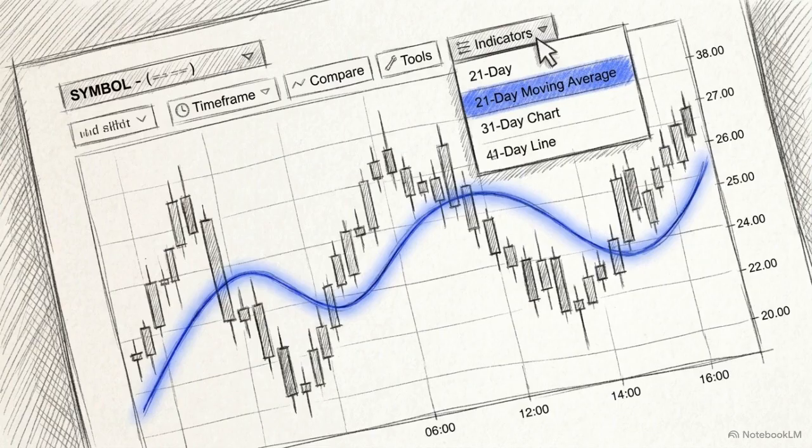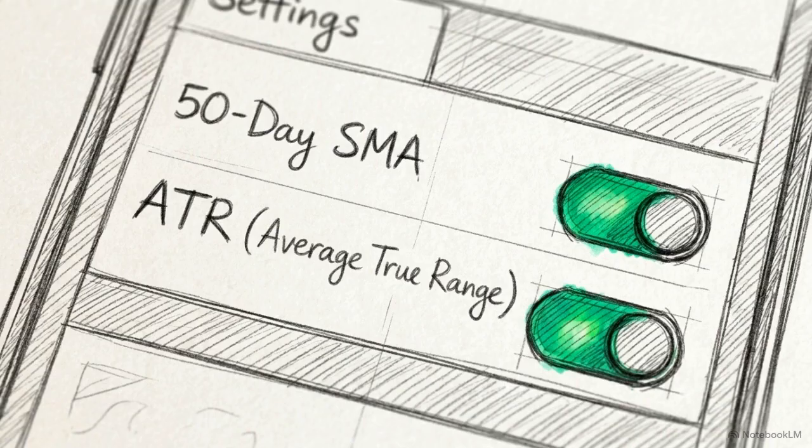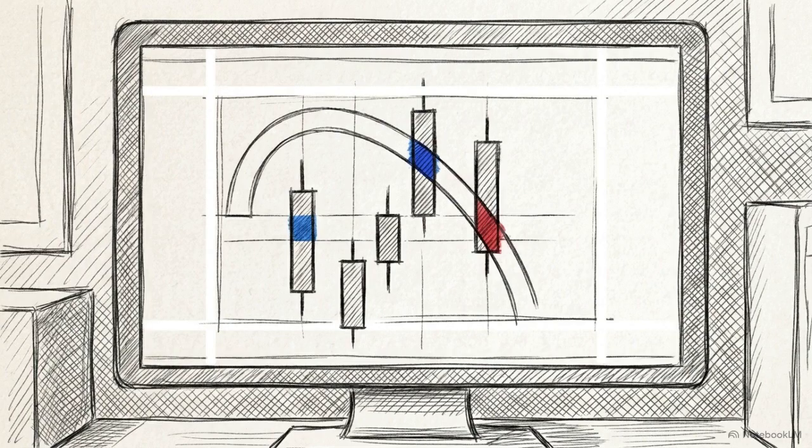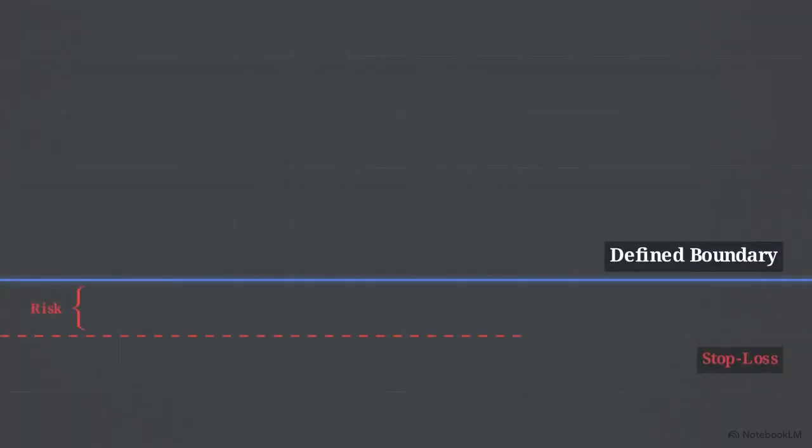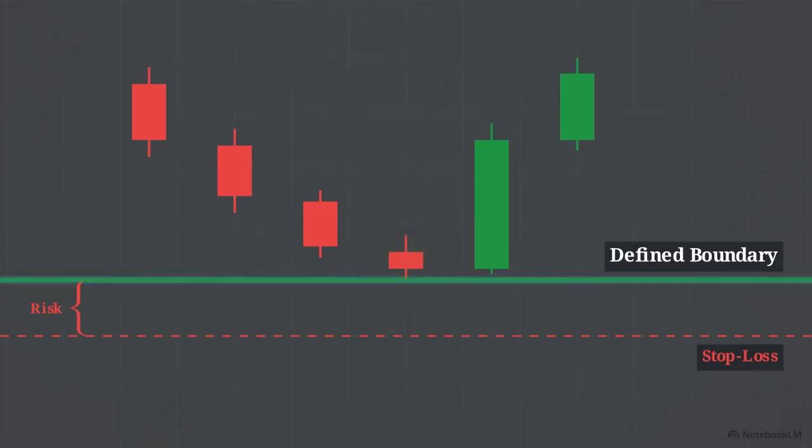Pull up your charting software. Before we do anything else, enable your 21-day moving average, your 50-day moving average, and add the average true range, or ATR, indicator. By building this structure around every single trade, you ensure that even when a setup fails, the loss stays within the precise boundaries you defined before the trade ever began.